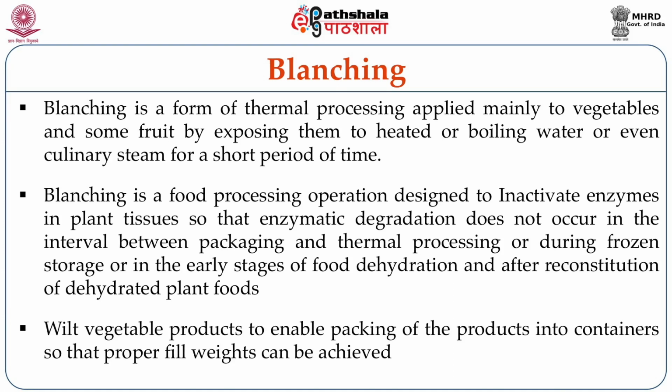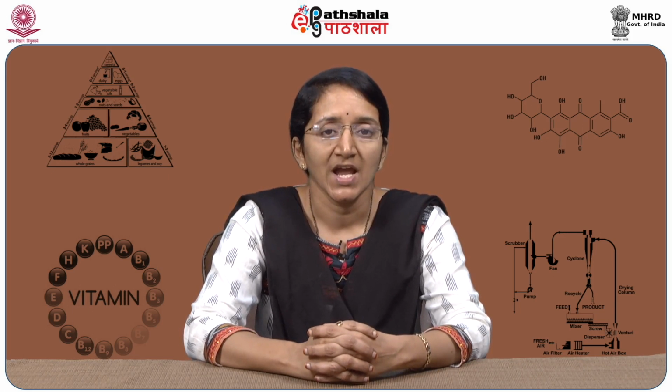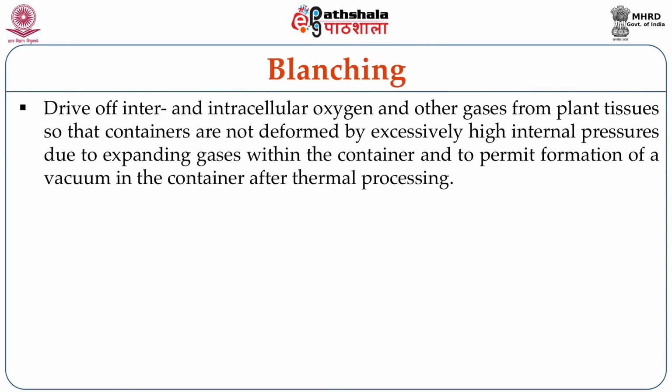It is also done to wilt the vegetable products so as to enable the packaging of the products into containers so that the proper fill weights can be achieved. That is, you can reduce the mass and volume of fruit or vegetable by blanching. It is also done to drive off the intercellular oxygen and other gases which are present in the plant tissues so that the containers will not be deformed by the release of the gases which are naturally present in the fruit and vegetable tissues.